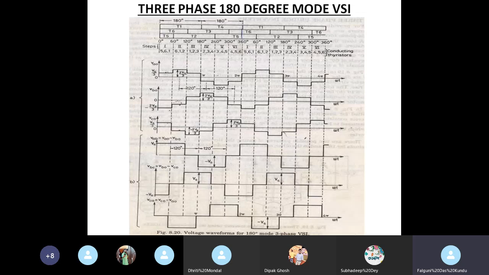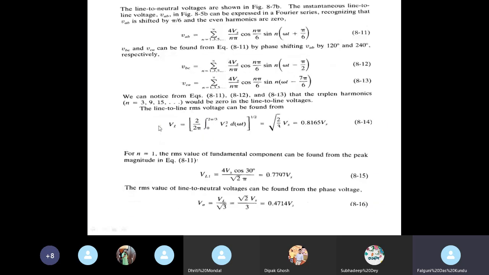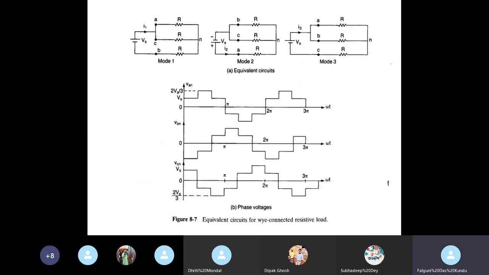We discussed these three graphs in the previous lecture. So here we already discussed how this happened.